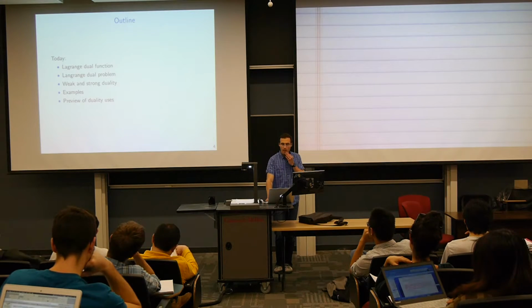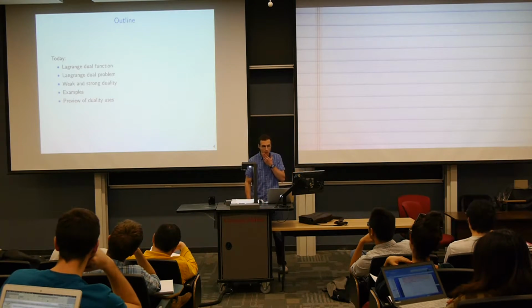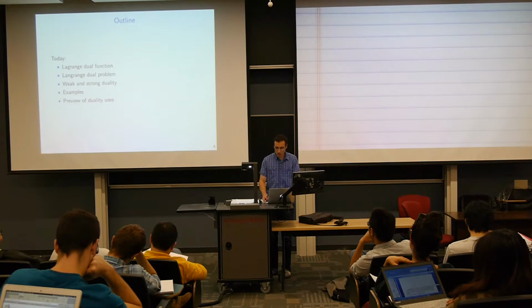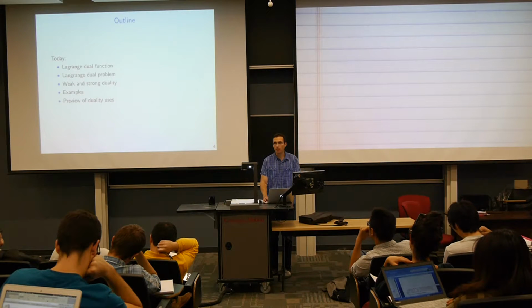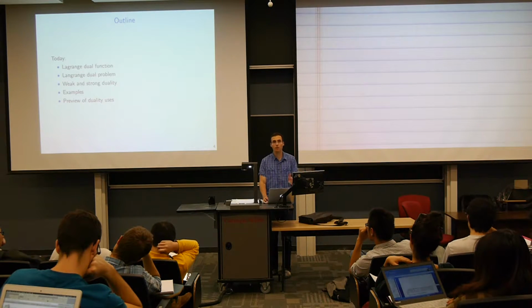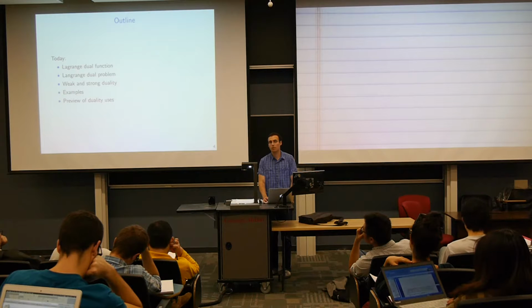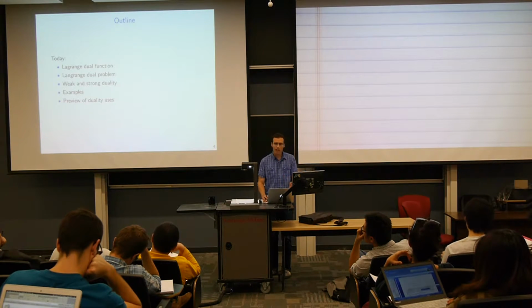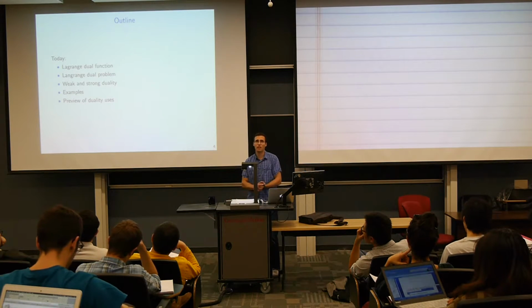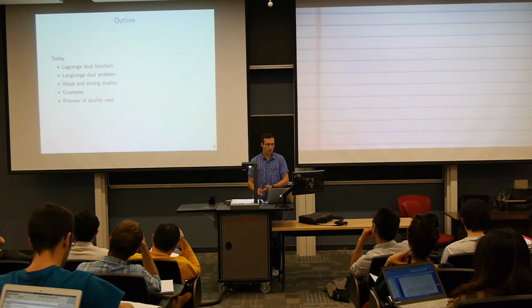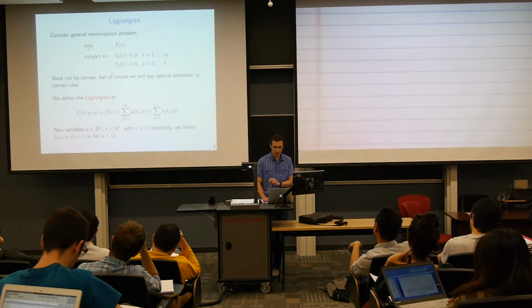So there's the outline for today. We'll talk about Lagrange duals, the concepts of weak and strong duality, go through some examples, and then we'll give a preview of some of the uses of duality. So we'll have another lecture after the one that comes next. So next we'll talk about the KKT conditions, and then we'll have a last lecture on duality that talks about all the uses of duality, and we'll just give a bit of a preview of that at the end of today.